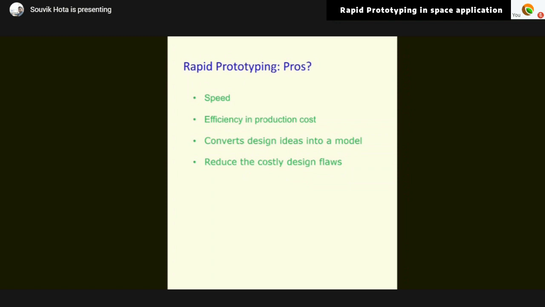The last point that we can discuss is reduced costly design errors. Rapid prototyping reduces the costly design errors. Another of its benefits is that we can get multiple feedback on the prototype. With the CAD software, we can make design modifications based on the input of the customer. So we are getting the feedback from the customer. Accordingly, we are changing the design of this product, which is made with the help of the rapid prototyping technique.